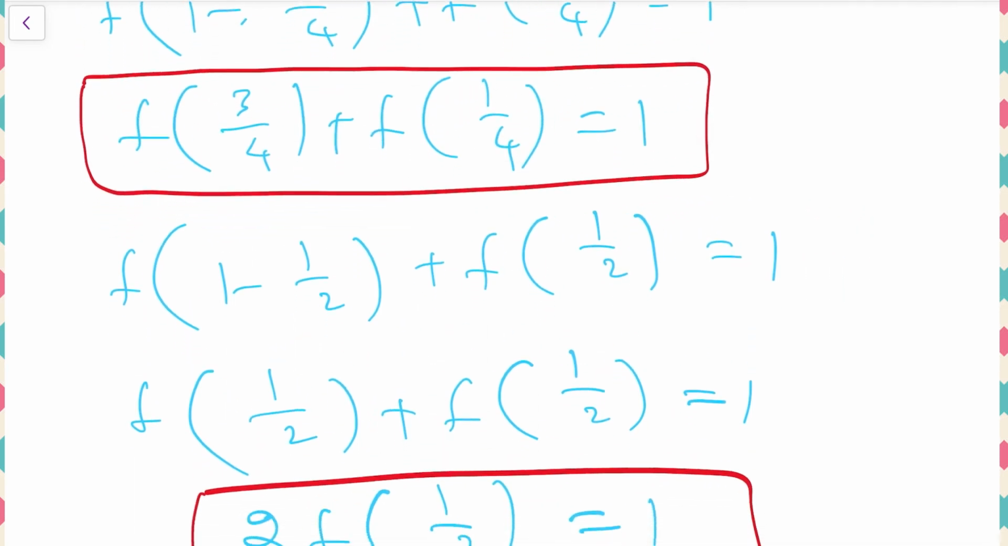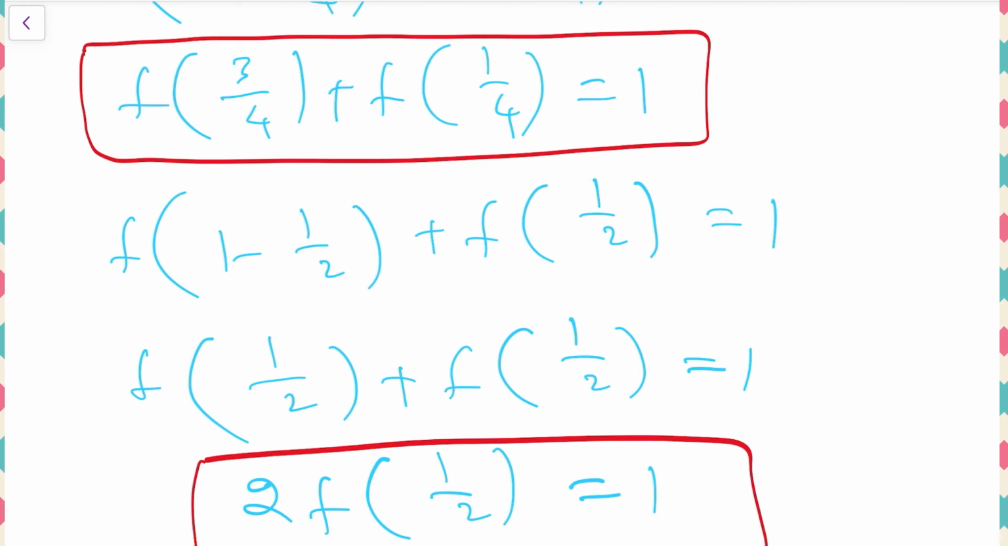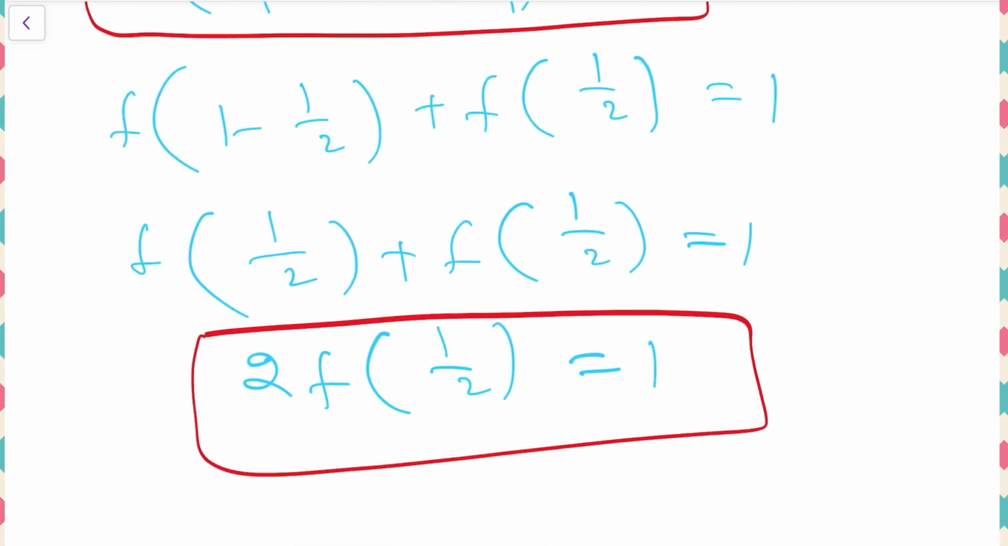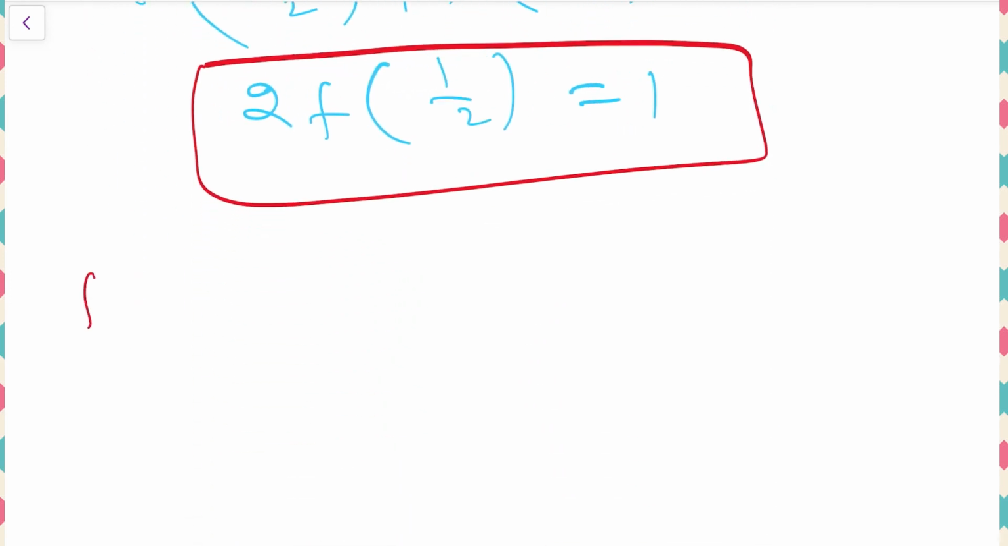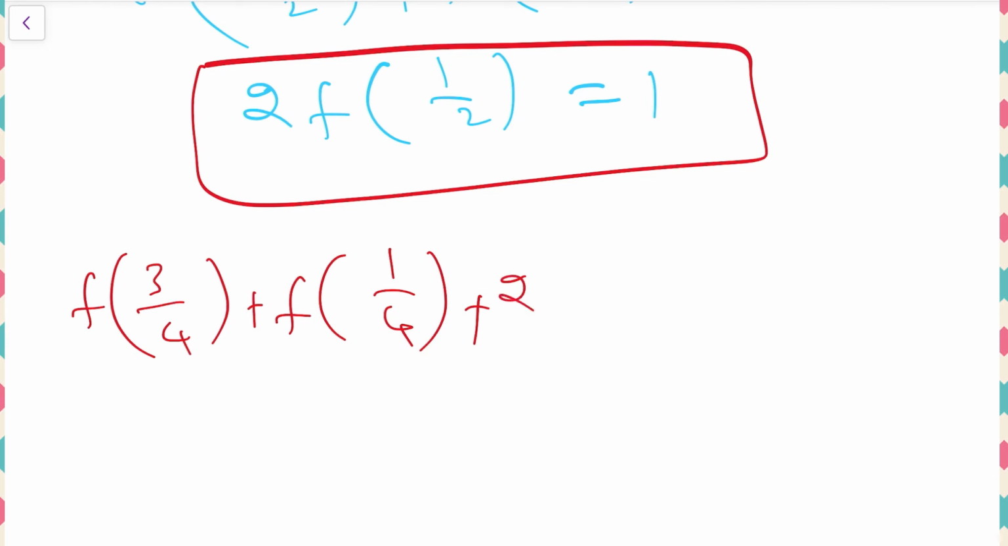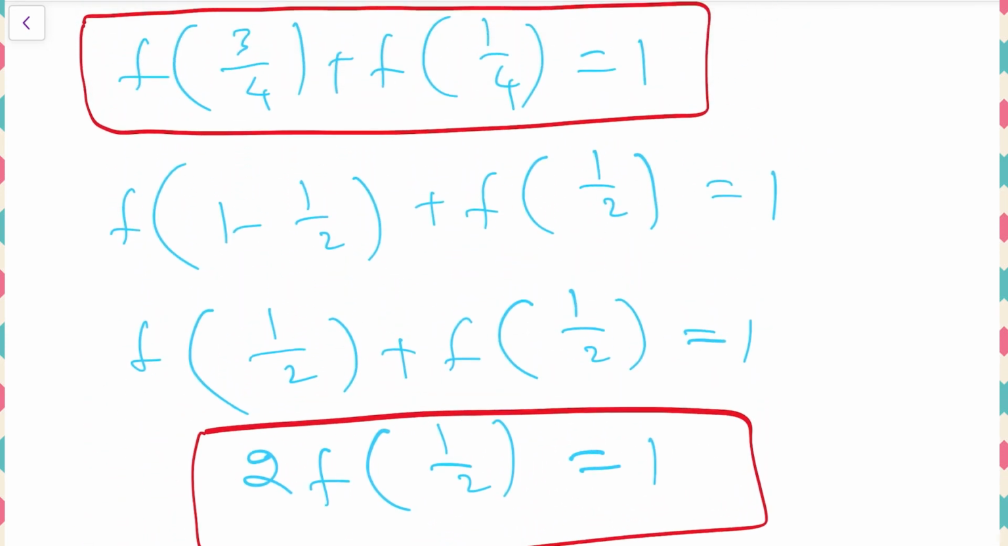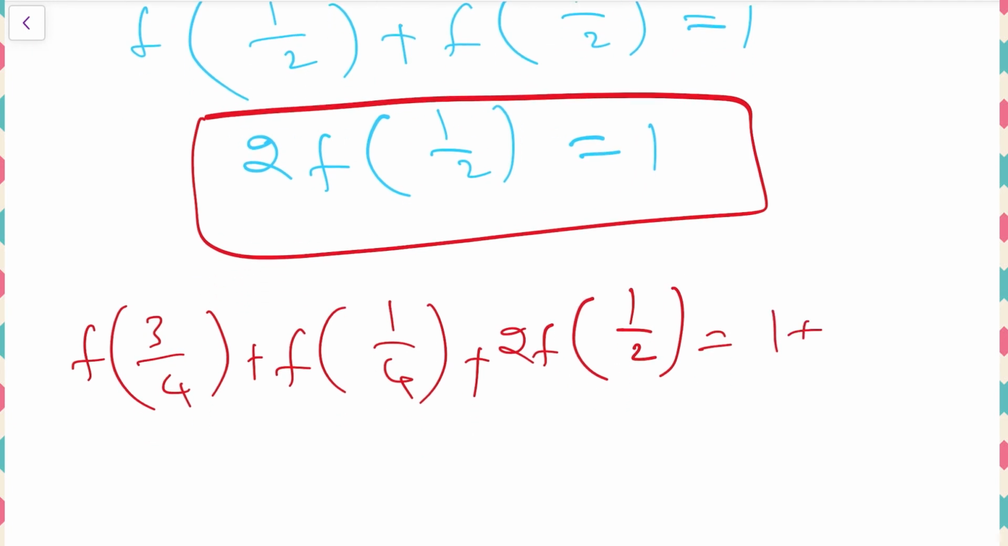So the first equation as well as the second equation I am going to add. f of 3 by 4 plus f of 1 by 4 plus 2 times f of 1 by 2 is equal to, here the right side 1 is there, here also 1 is there, so 1 plus 1, that is nothing but 2. So the value of f of 1 by 4 plus 2 times f of 1 by 2 plus f of 3 by 4 is equal to 2.